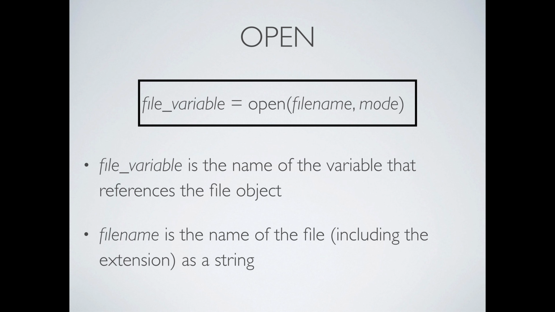On the left hand side, this file variable is just the name of the variable that is going to refer to the file object. This can be any variable name as long as it adheres to the Python variable name rules and guidelines. And then file name, that first argument to the open function call, is going to be the name of the file including the extension. So it's the file name dot the extension, and the file name here has to be a string. So just make sure you also include the quotes with the file name.